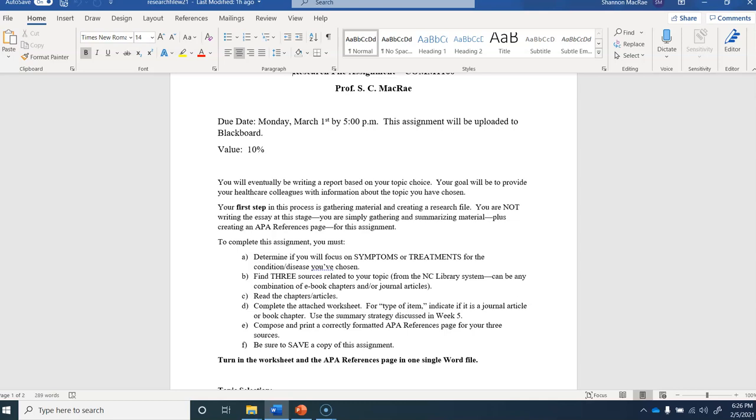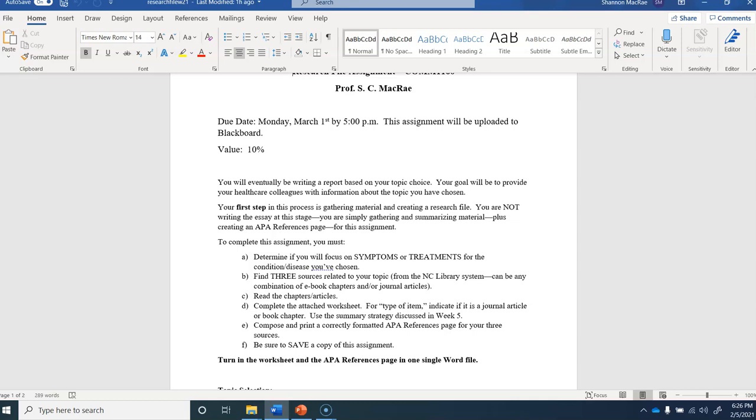You're going to find 3 sources of information that's related to your topic, and these are going to be only from the Niagara College library system, so no external web information. The information that you find can be any combination of ebook chapters or journal articles, okay? Any combination at all. If you want to do 3 articles, you can do 3 articles. If you want to do 3 book chapters, you can do 3 book chapters, or any combination, okay?